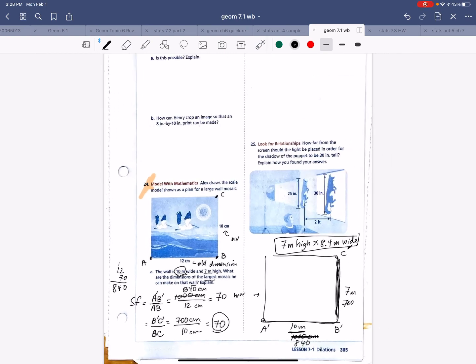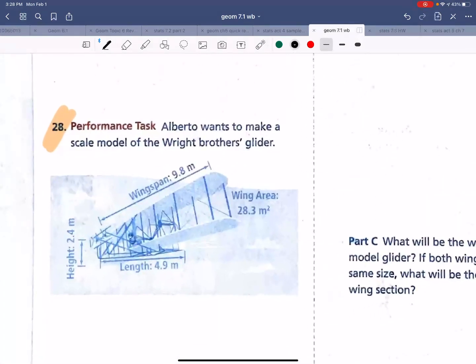All right. All right, last one. Alberto wants to make a scale model of the Wright brothers glider. Okay.